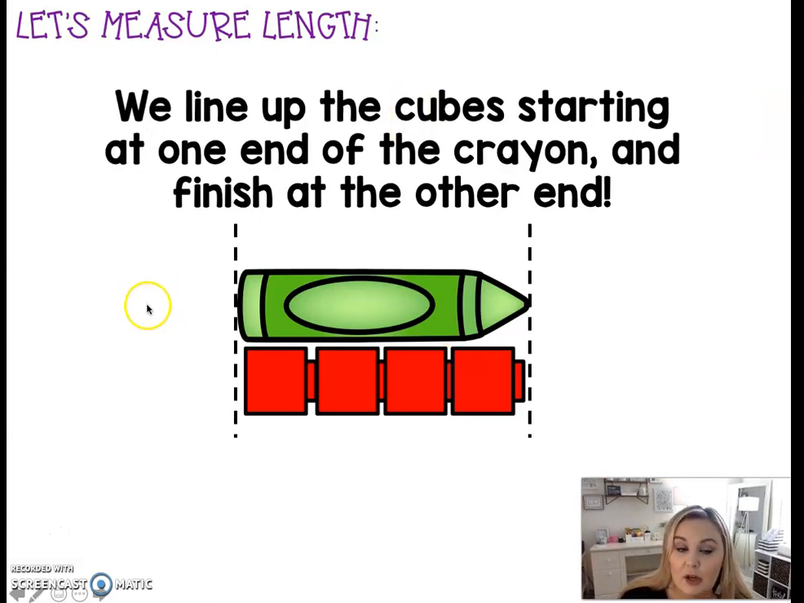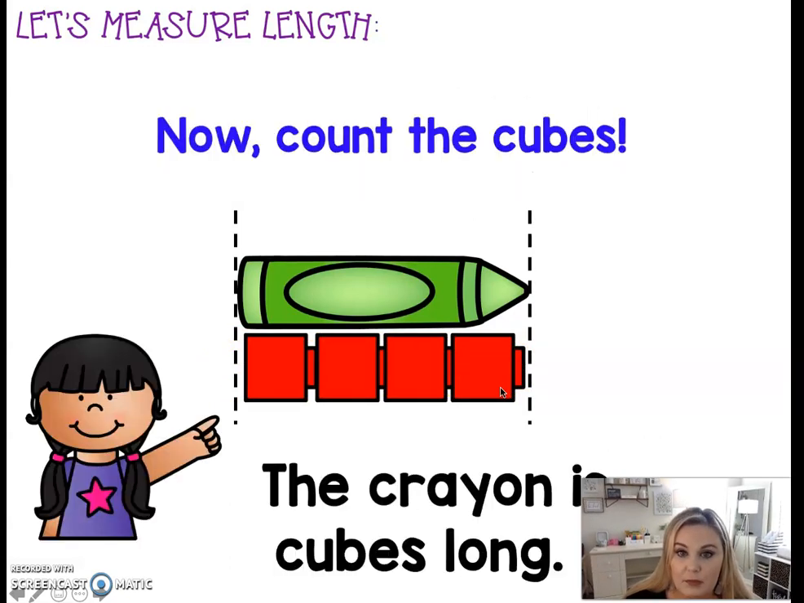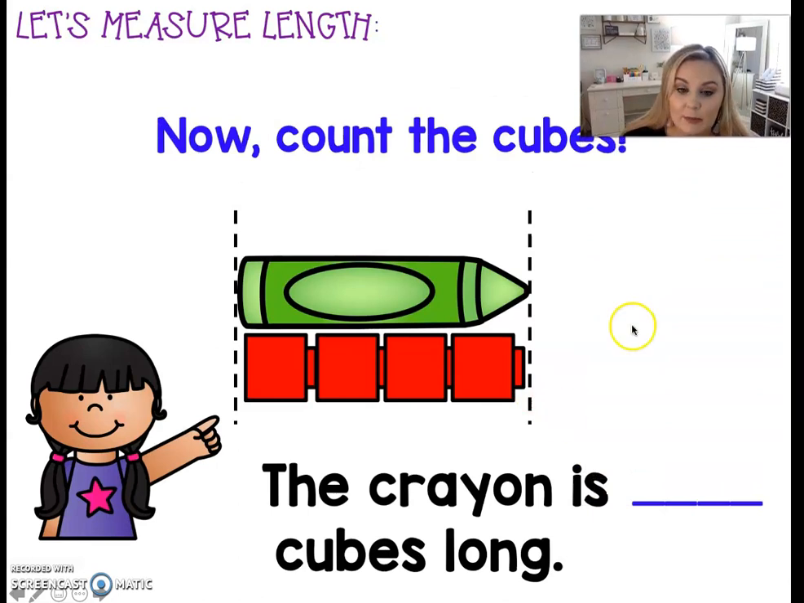We line up the cubes starting at one end. Remember, Mrs. Miller likes to start on the left. And we finish on the other end. So here we are, we've matched them up right below the crayon. Now count the cubes. I'm gonna move myself again. The crayon is how many cubes long? Go ahead and say it.